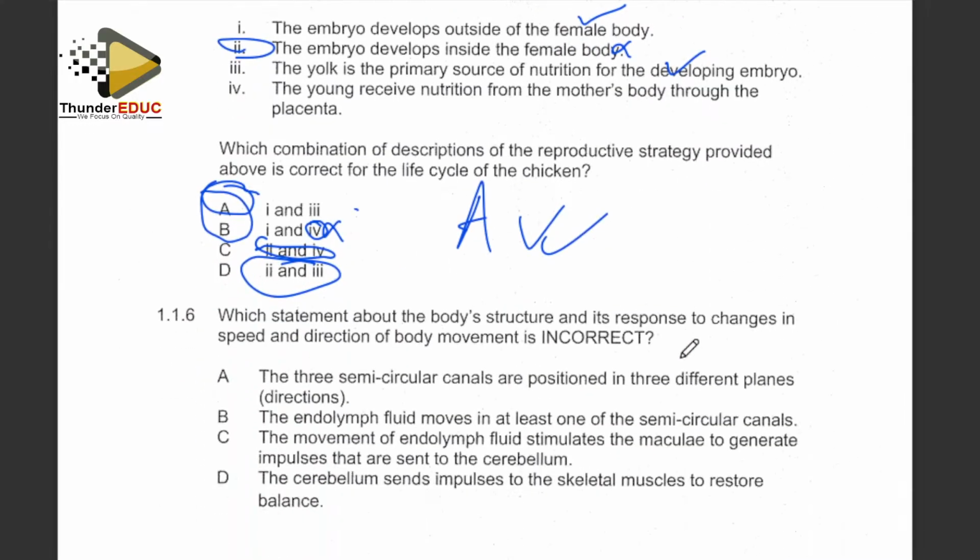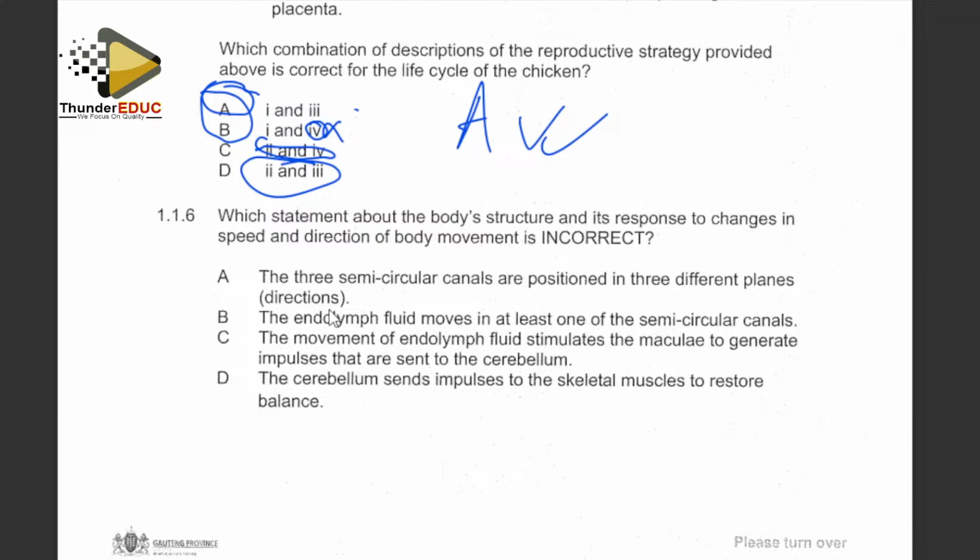We continue. Which statement about the body's structure that is responsible for change in the speed and direction of the body movement is incorrect? So they are saying that is incorrect. You see, they are bringing these questions now in different angles, in different versions. I don't know why now.